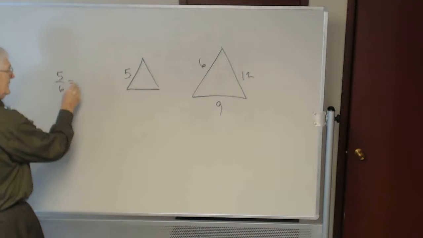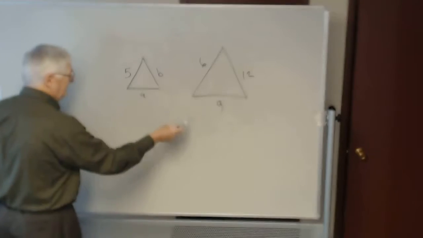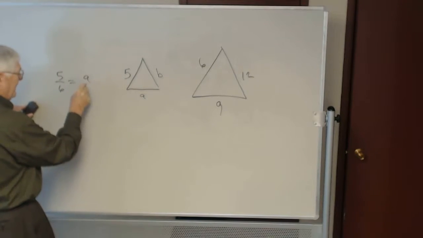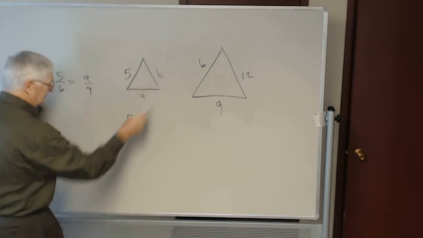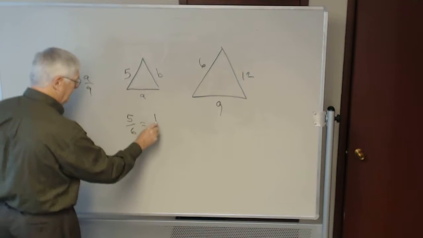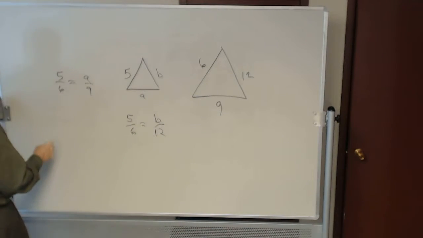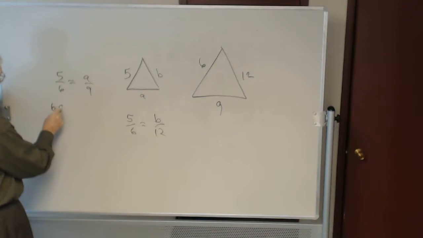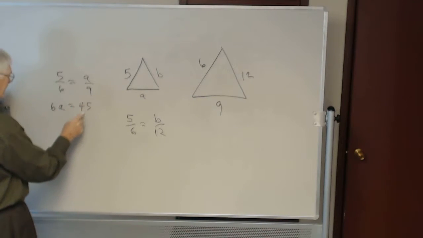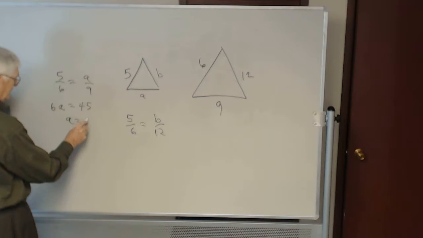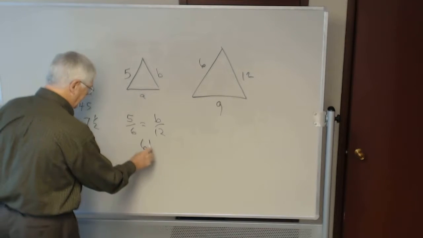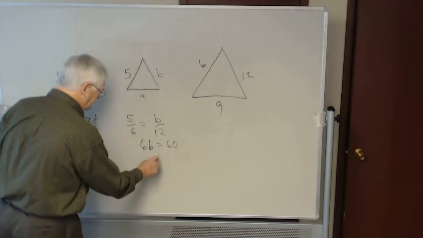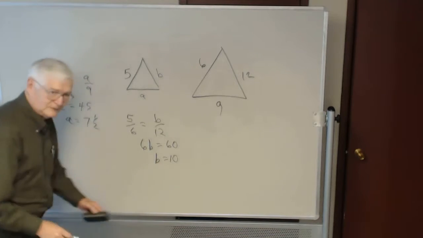So I would go 5 over 6 equals A over 9. Everybody see that? And 5 over 6 equals B over 12. So 6A equals 45. A equals 7.5. 6B equals 60. So B equals 10. Everybody see what's going on?